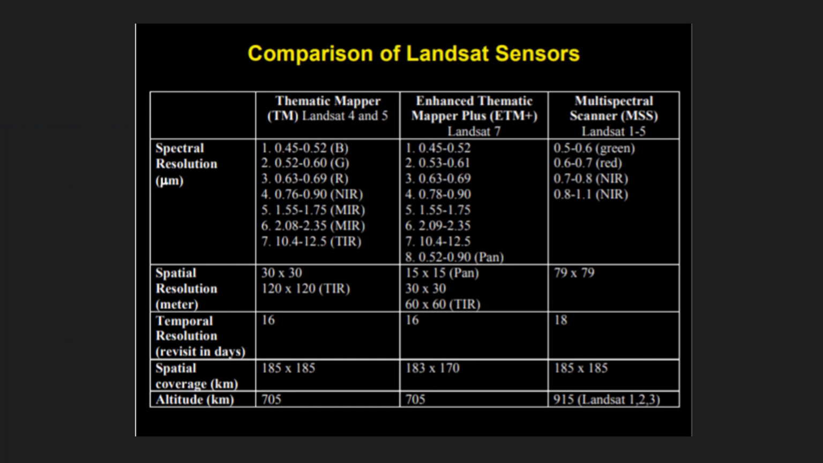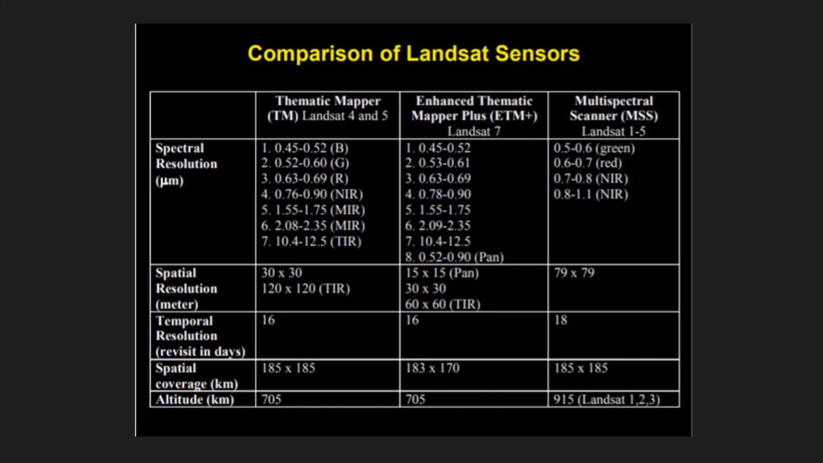Here is a picture which shows the comparison of resolution in the Landsat series. In Landsat 4 and 5, the spectral resolution is 7 bands. Spatial resolution is 30 by 30 meters for all the bands, whereas 120 by 120 meters for thermal infrared. Temporal resolution, aka revisit time, is 16 days. Spatial coverage is 185 by 185 kilometers.